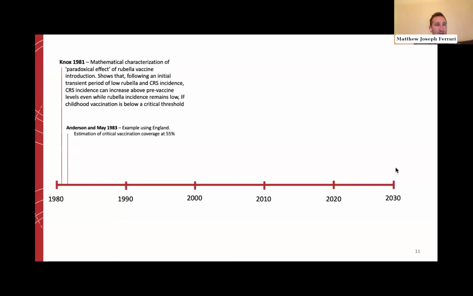Anyway, the initial characterization of this paradoxical effect was first published in 1981, and this was done in general as a mathematical presentation, and then some very explicit country level application of this was developed by Anderson and May a few years later, specifically in the context of England and Wales and some other applications in the United States. And in those cases, the indication was that vaccination coverage in the vicinity of 60 to 80% would be sufficient to avoid this paradoxical effect.